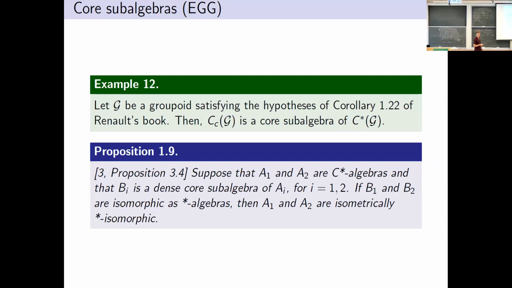For that case, right? Well, I was thinking of any core. Any core? No, I don't think so. No, not every star algebra. You say that any core subalgebra has to be a universal star algebra? Maybe, okay.